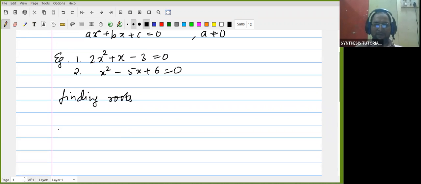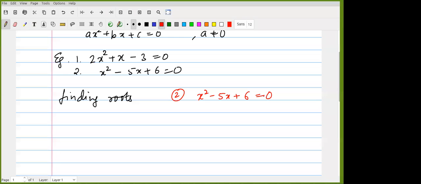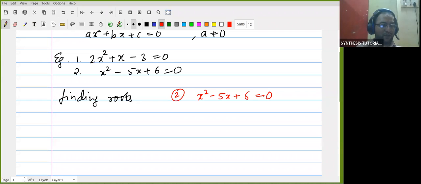For example, let me take this second example. The second example says x square minus 5x plus 6 equal to 0. Now x is a real number, I can take any value, yes or no? But I want those values which will satisfy the equation. So for example, Ashi says, sir, you try with x equal to 1. I say, okay, let me try.